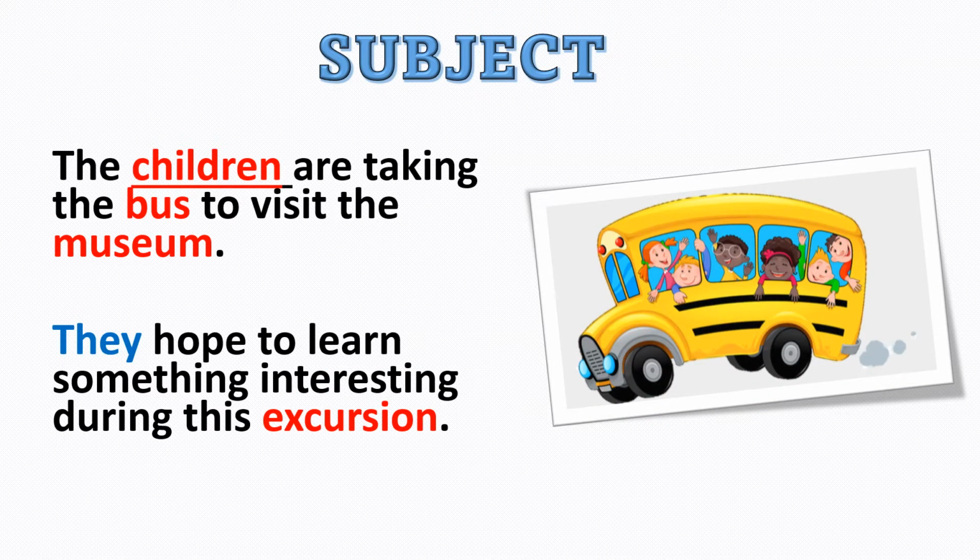As mentioned earlier, a subject can be a noun or a pronoun. A noun is a word that refers to a person or people, a place or a thing, or an event. A pronoun is a word that replaces a noun. In the second sentence, the word they replaces the children. The children is the subject. They is also the subject.